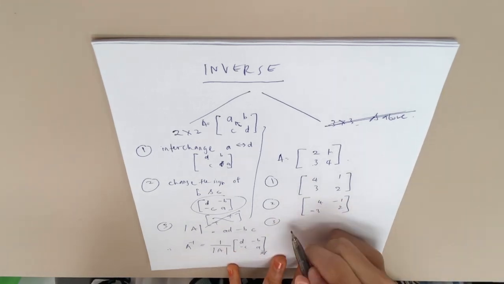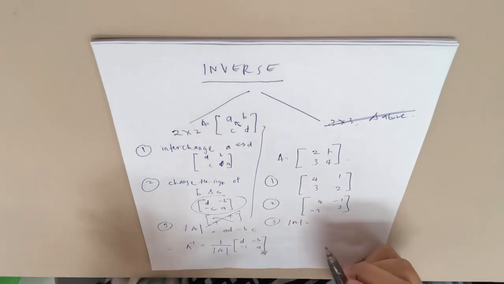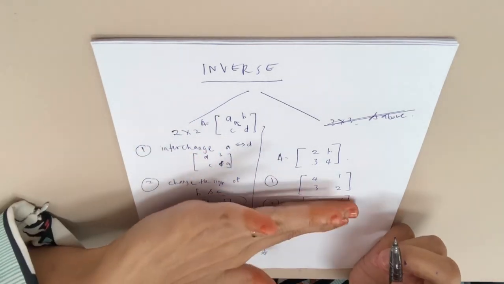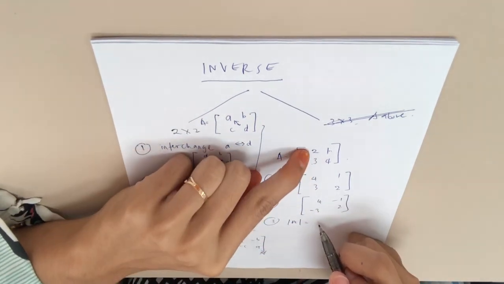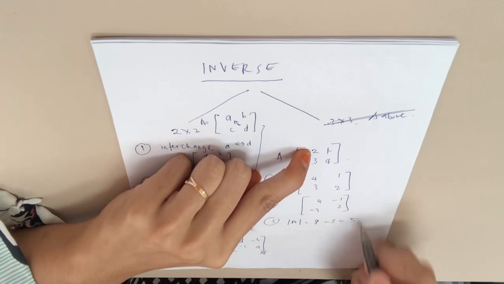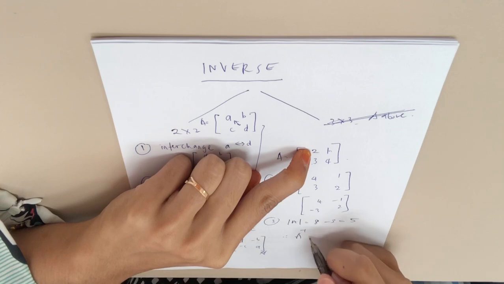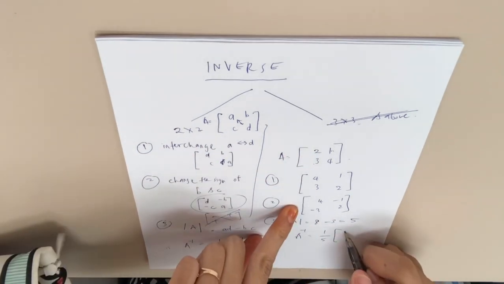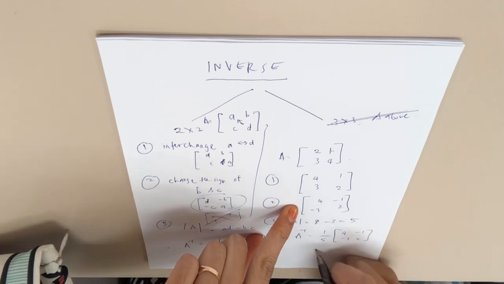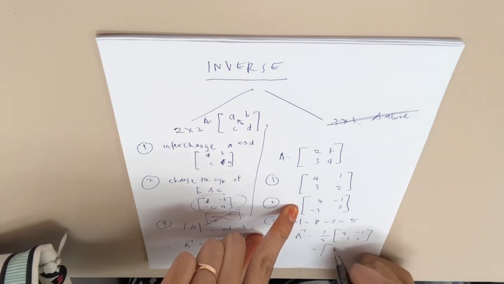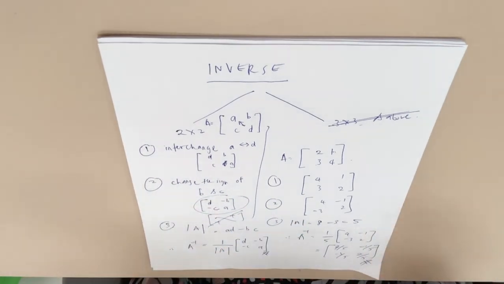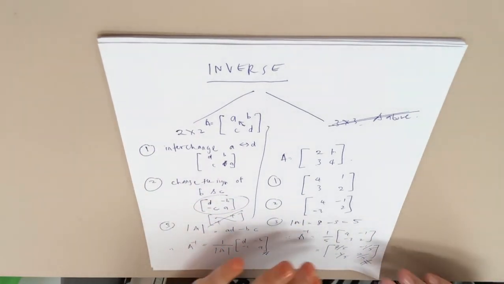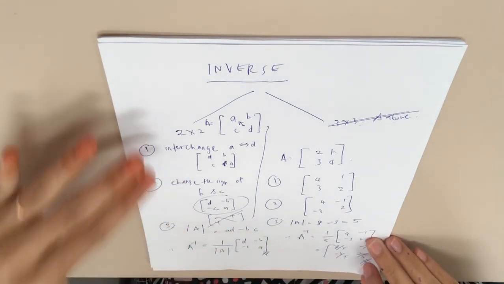For step number 3, you need to find the determinant of A. Refer to the original matrix, not the new one. So 4 times 2 is 8, minus 3, so we have 5. Therefore, the inverse of matrix A is 1 over 5 times this matrix. You can simplify or just leave it like this. If you simplify, you get 4 over 5, negative 1 over 5, negative 3 over 5, and 2 over 5. This is how we calculate the inverse for 2 by 2. It has just 3 steps.